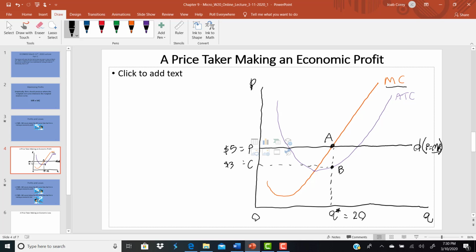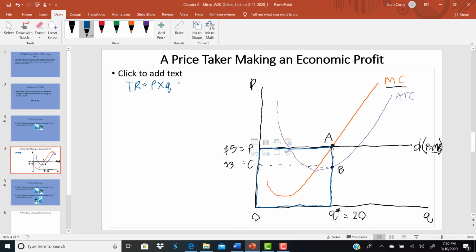So remember, profit is equal to total revenue minus total cost. So we need to start calculating out what total revenue and total cost are. So total revenue is equal to price times quantity. I'm going to do this equation up here. So that is P times Q. Right, so if you want to think of it as this price of $5 per unit times the 20 units that we are selling here in our profit maximizing quantity.